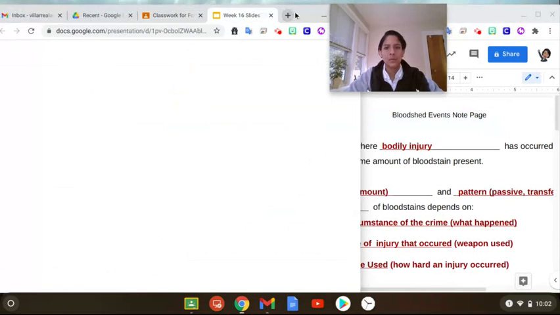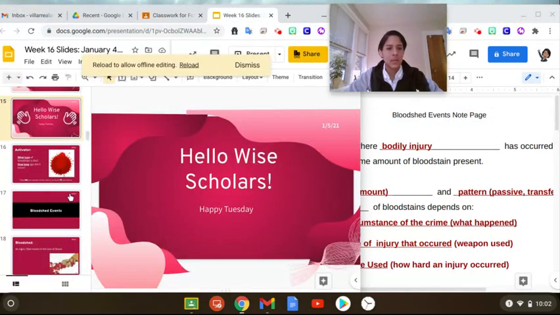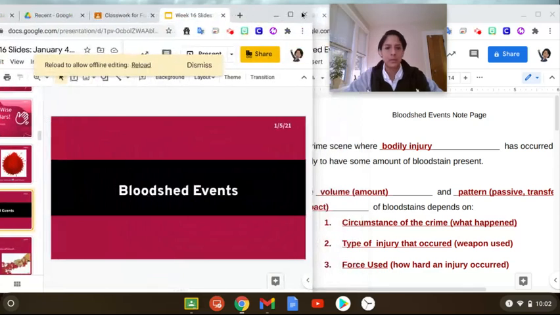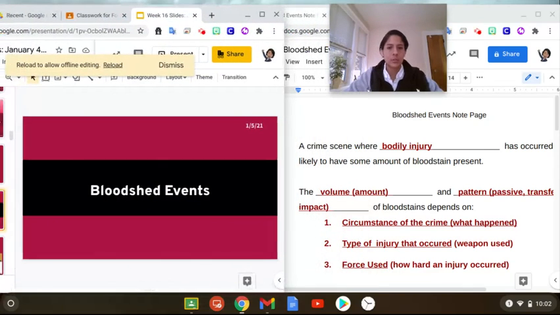So I'm going to go ahead and show you the slides here, and we will start to fill in our note page with the correct information. One of the first things you're going to need to know: the slides are on this side and the notes are here on this side, so you're going to want to be copying down what's in red.